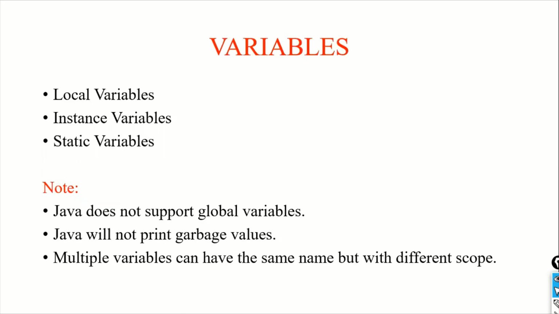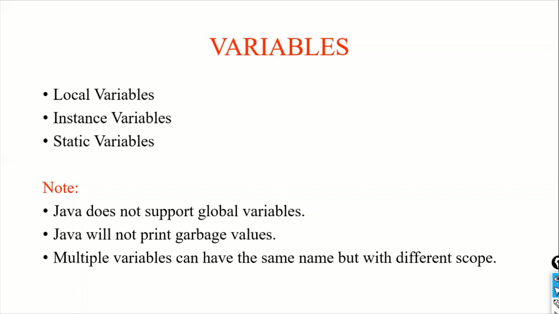Generally, Java supports three kinds of variables: local variables, instance variables, and static variables. Before looking into the variables, let's understand a few more things about them. The first one is that Java does not support global variables. As we see in the C programming language, we have global variables, but Java does not support them. The only variables supported by Java are local variables, instance variables, and static variables.